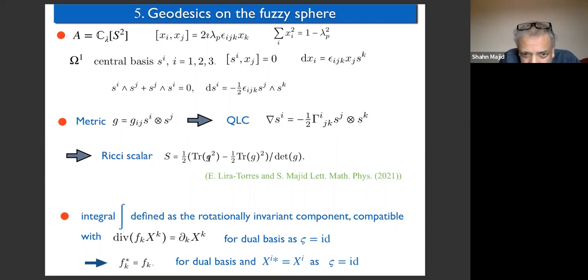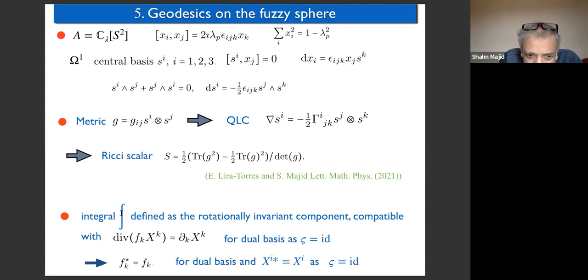So G is a 3x3 real symmetric matrix, and this is its curvature. So that's how we do quantum gravity on the fuzzy sphere. That's not the topic of today's talk.